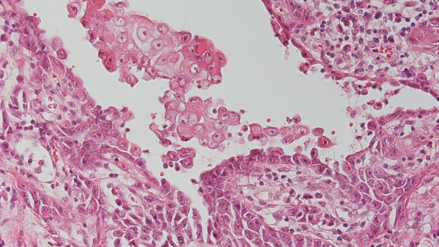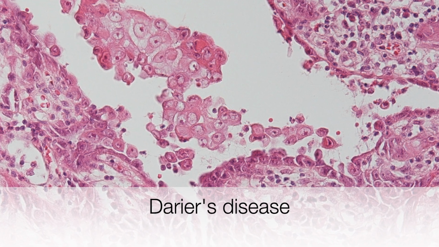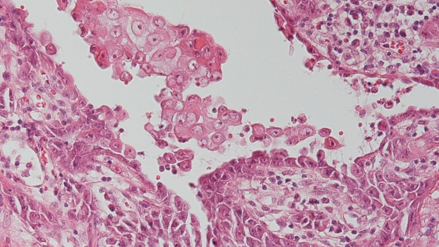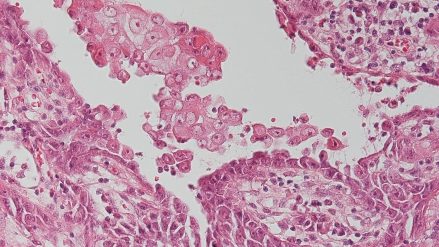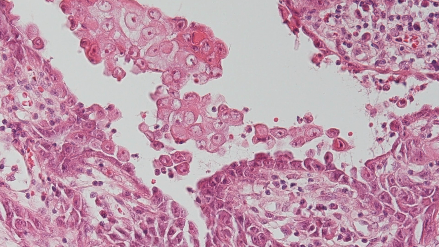And finally, here is another condition characterized by acantholysis, and this is Darier's disease. And here the cells above the basal layer are falling apart, resulting in a cleft forming.